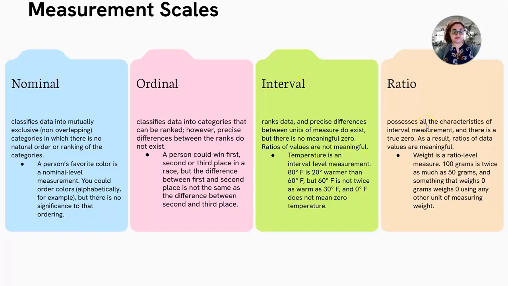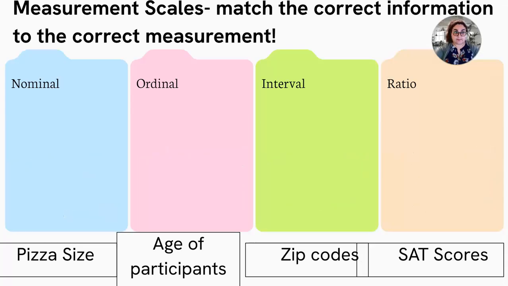Also with ratio, I can say I have twice as much, or my score was twice as high as your score on something. You can actually make a proportion with ratio data.